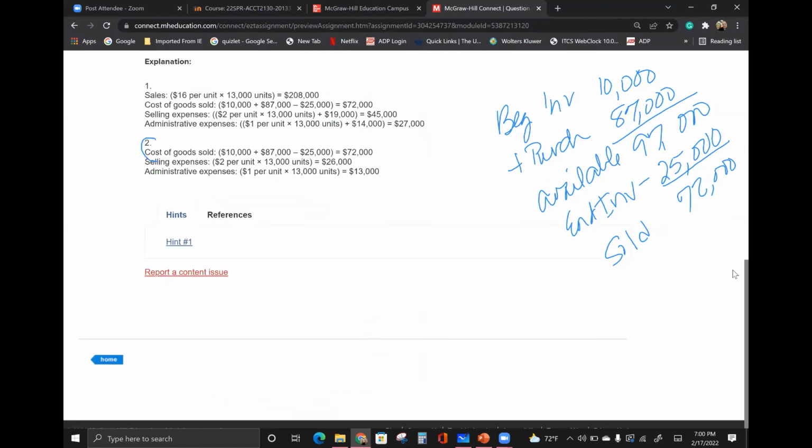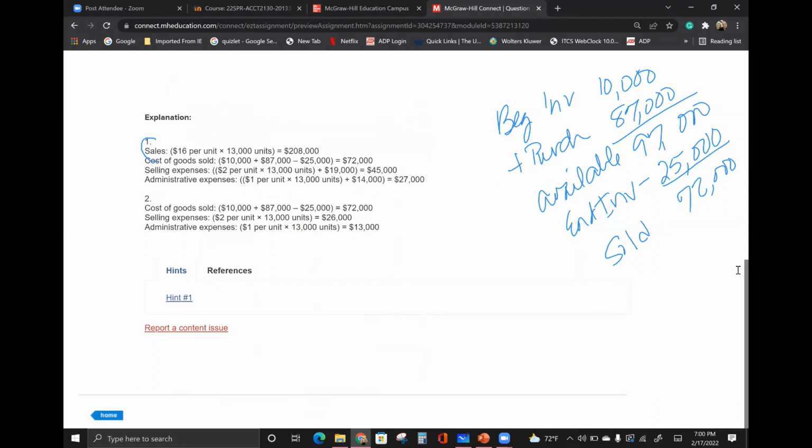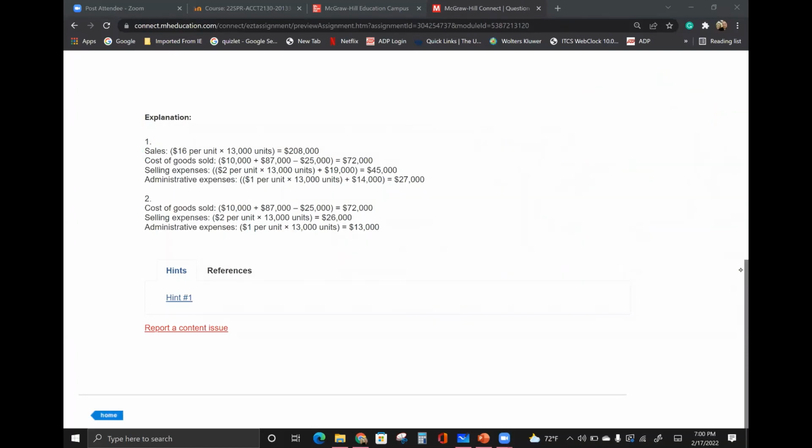I've got to bring it back up. Let's see, eraser, clear. Okay, so this one right here. We're going to calculate that variable cost, which is the 2 times the 13,000, which is this part here, plus the fixed, which they gave us, is 19. That's 45,000. So that's how they came up with that 45,000. Then we have to look at the admin. There was a variable admin, which was 1 per unit. So we look at how many units were sold, and then we add the fixed to it to come up with the 27. So those are the two numbers we're using for our expenses for selling and admin.